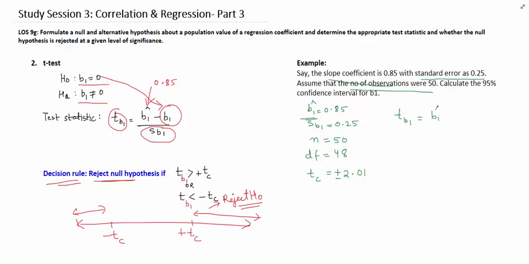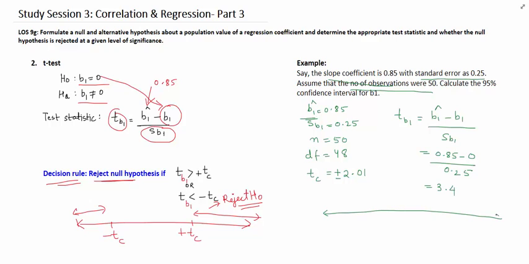It is b1 cap, which is the estimated value of the slope coefficient, minus b1, the value of b1 in the hypothesis, divided by S b1. b1 cap is 0.85 minus 0, divided by 0.25. You will get a value of 3.4.